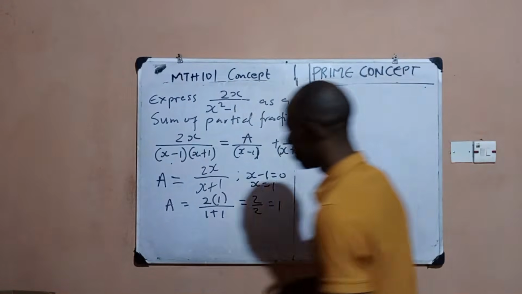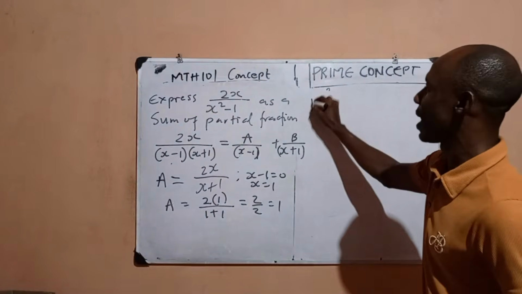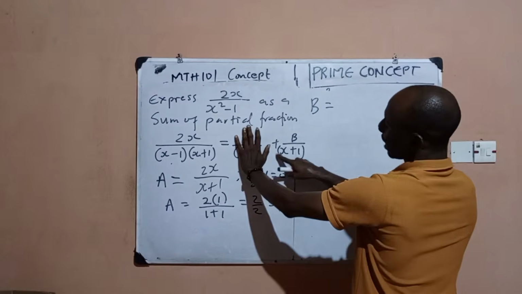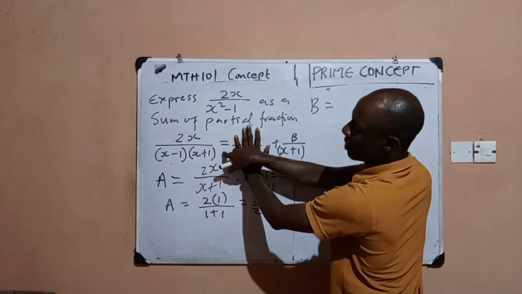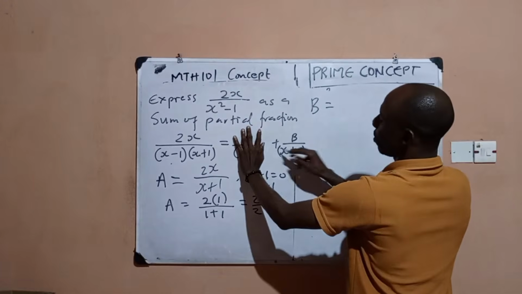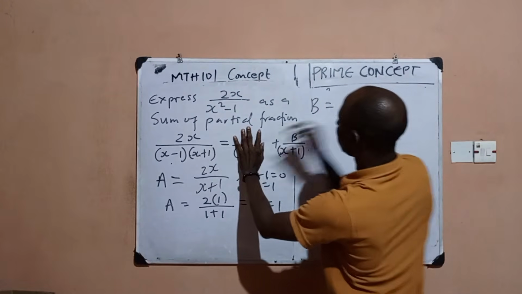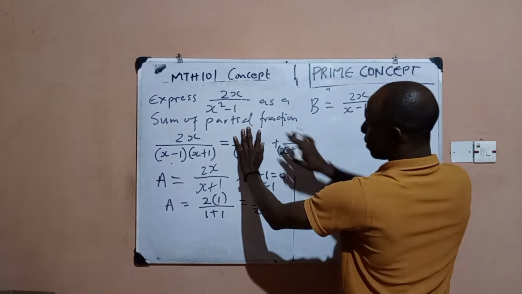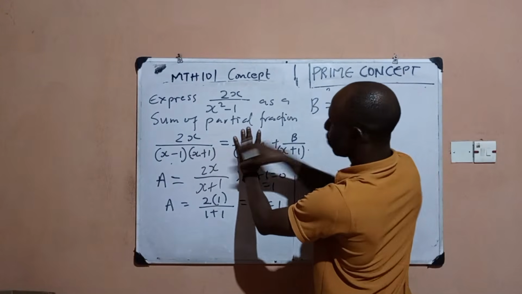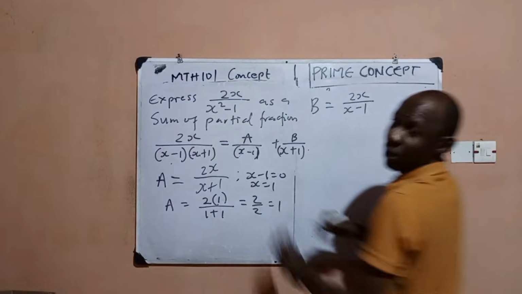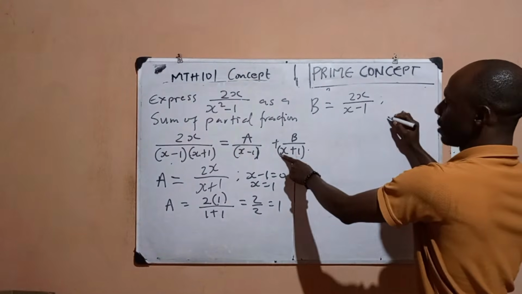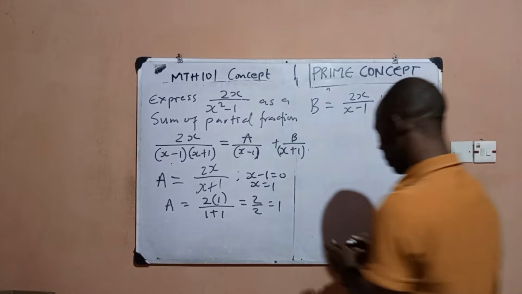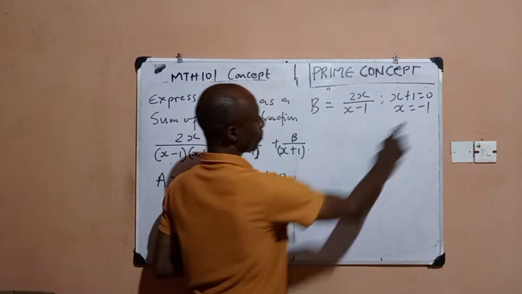I want to find B, so by cover up, I need to cover A. If I cover A, can you see that x plus 1 will cancel x plus 1? B is just 2x over x minus 1. Since I'm looking for B, I'll use that thing under B, which is x plus 1 equals 0, x equals minus 1. So wherever I find x now, I'm going to put minus 1.